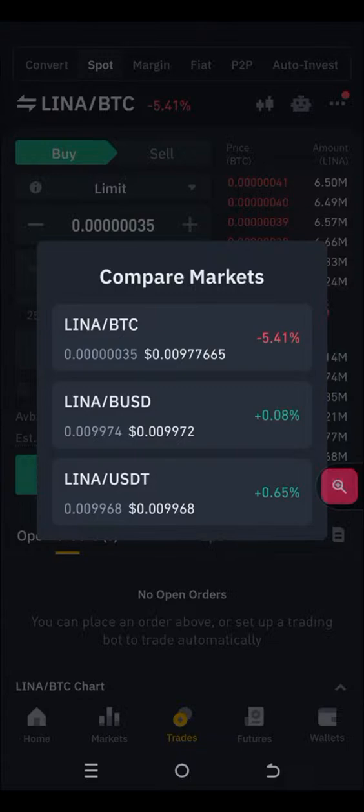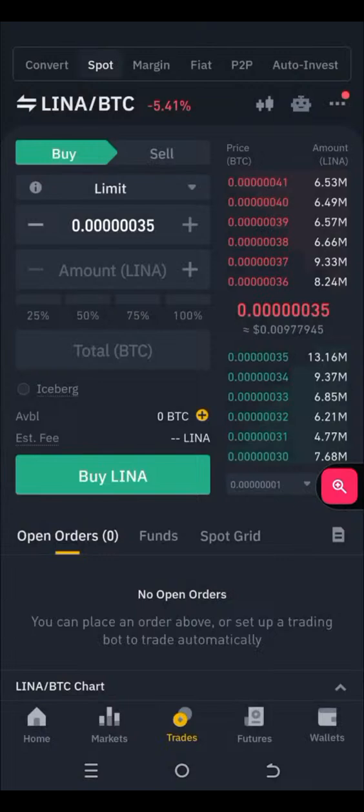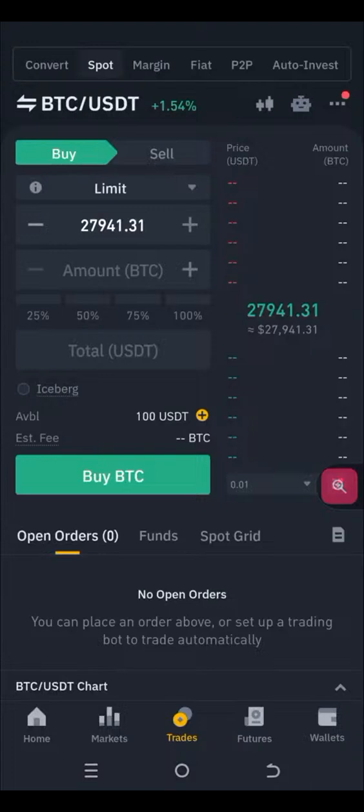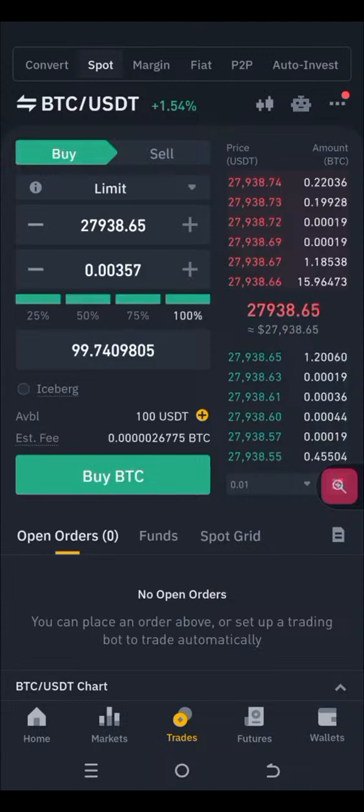Let's quickly go to the compare markets to see what we have right now. So you can see that in the compare markets, we've got Lena BTC at 0.009777, and we have Lena USDT at 0.0099. So obviously we've got to start with BTC. Okay, so for us to do that, what are we going to do? We need to quickly go and buy BTC. But let's do that with simulation first, okay? So let's go over to BTC, and then we're just going to pick up $100 worth and see how this is going to play out. Oh, it's only picking up 99.74. No problems. We'll work with that.